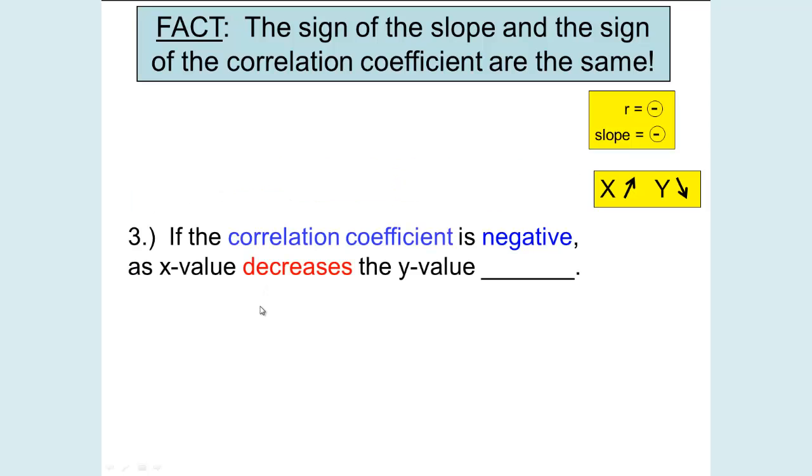If the correlation coefficient is negative, as x decreases, what does the y value do? This time the correlation coefficient is negative, so they are doing opposite things. So if x decreases, the opposite of that would be that the y value increases. As x goes down, y goes up.